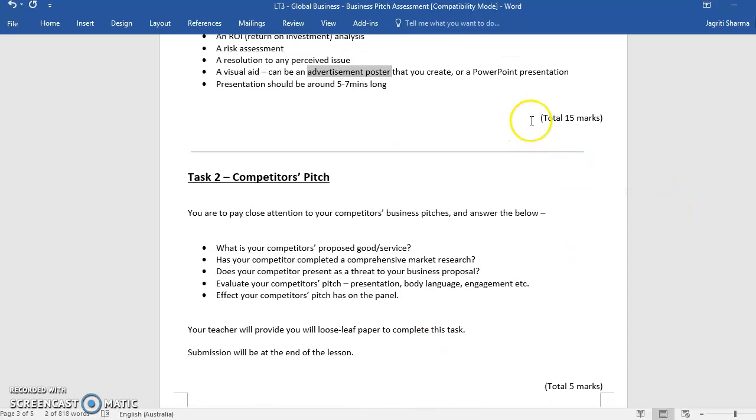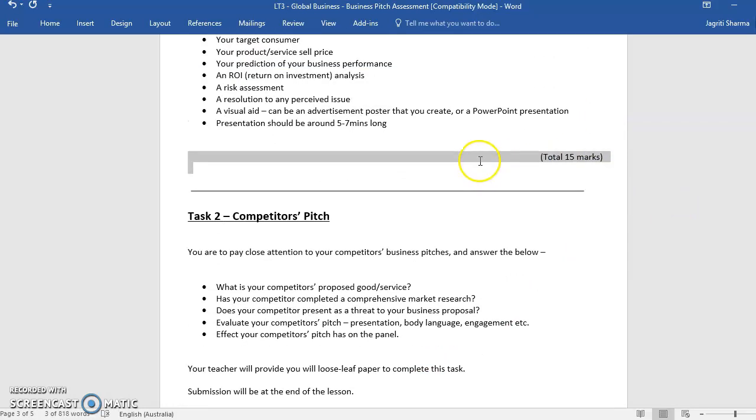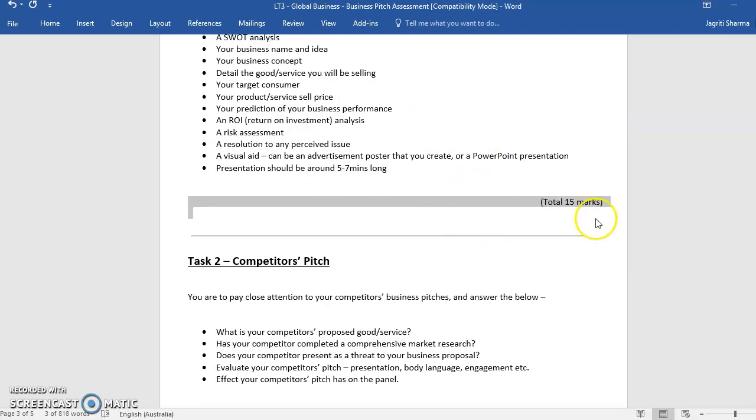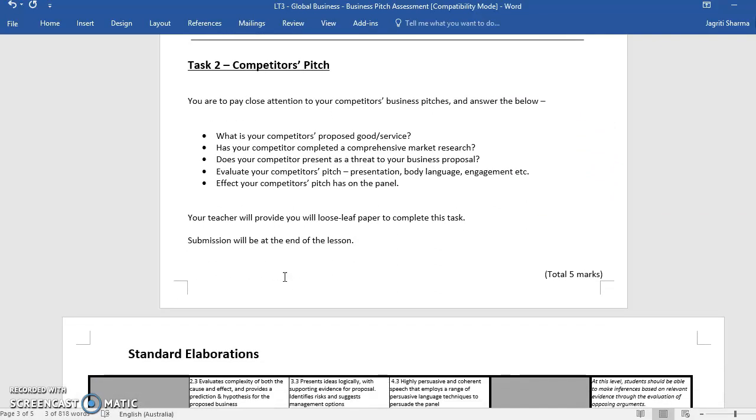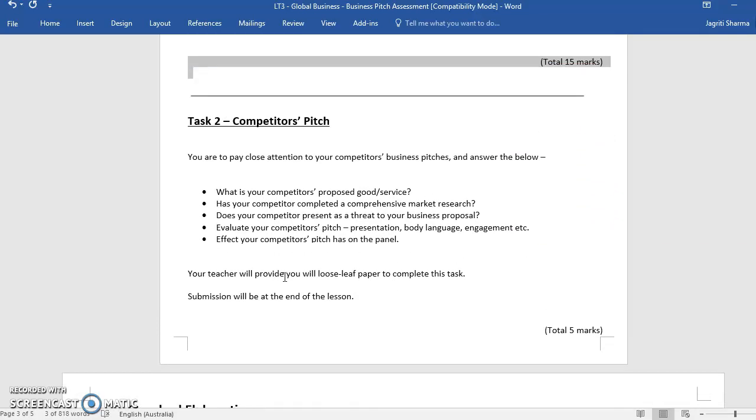Now this PowerPoint presentation is going to be 15 marks, and the presentation and your video is going to be 15 marks. This is the competitor's pitch, your task number 2 for this outcome. You are to pay close attention to your competitor's business pitches and answer the below. What is your competitor's proposed good or service?